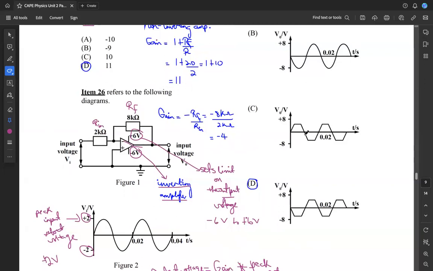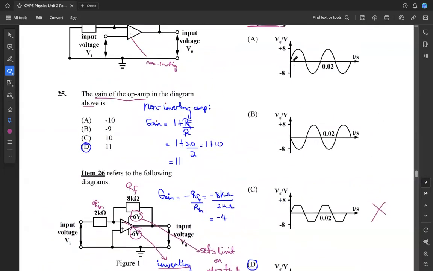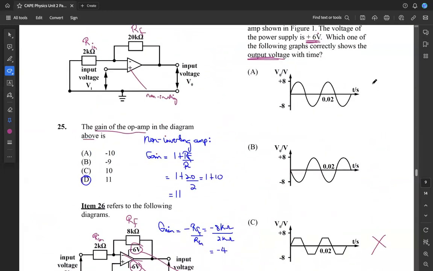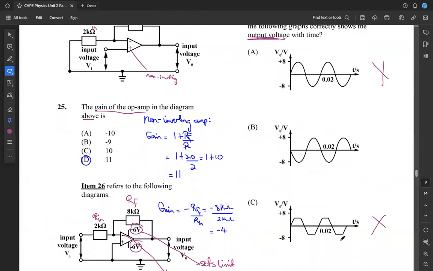So this wasn't inverted. It's still up and down and up and down. So we can strike out this. This isn't inverted either. It's the same up and down as here. And that's not what we want because it's an inverting amplifier. So we can strike out that. So we know A and C are not our answers, right?